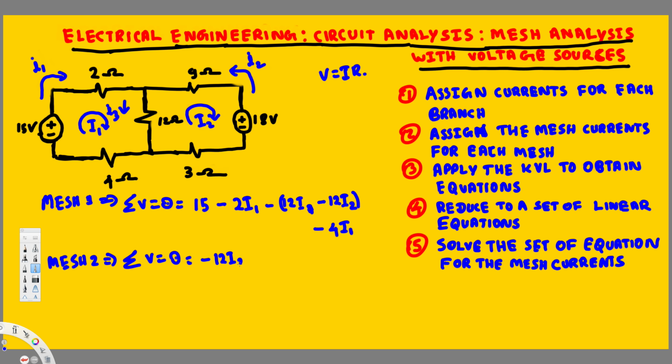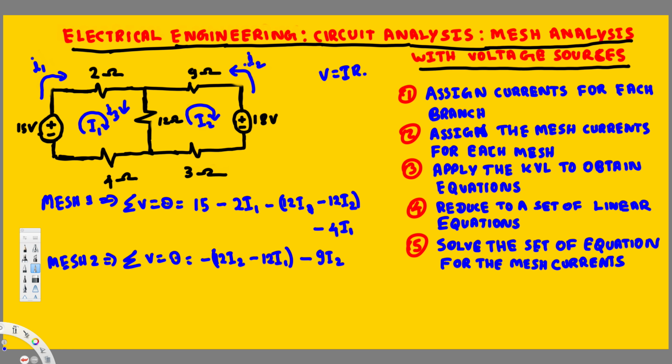Negative 12 I2. And then this I1 is coming against it, so it should be positive. So this is going to be negative 12 I1, negative, negative, that will make this one positive, 12 I1. And here it's going along this path, along this 9 ohm, that's going to make this one negative 9 I2.